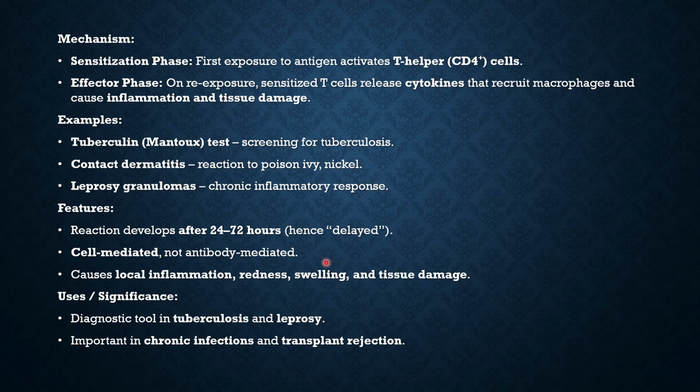The main features are, as I told, the reaction develops after 24 to 72 hours, or sometimes it might even take more time. Hence we call it delayed hypersensitivity. It is cell mediated. Why? Because there are no antibodies formed here, and it causes local inflammation, redness, swelling, tissue damage, or sometimes even more. And the significance is, as we studied, it is used as a diagnostic tool in tuberculosis and leprosy, and it is important in chronic infections and transplant rejection.